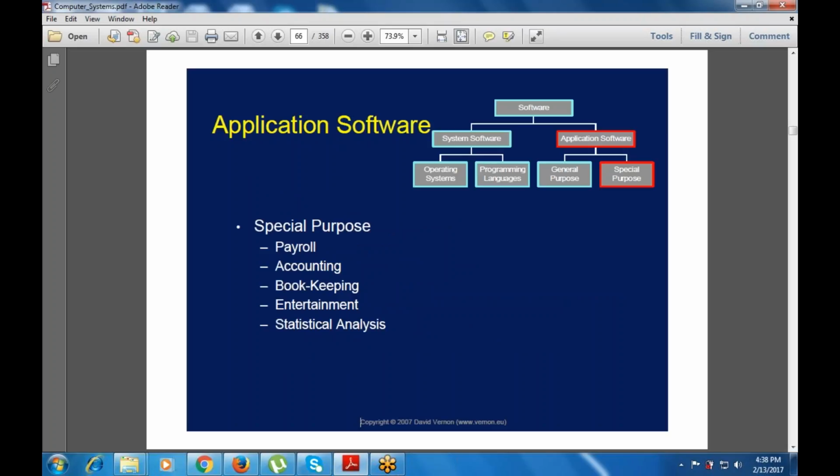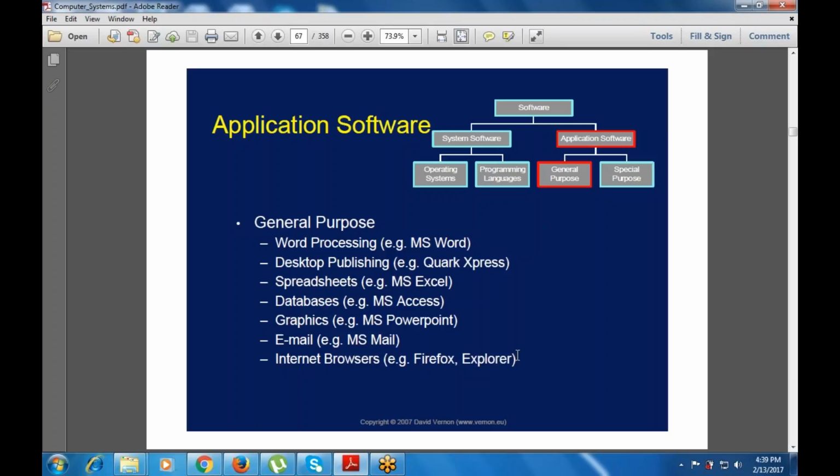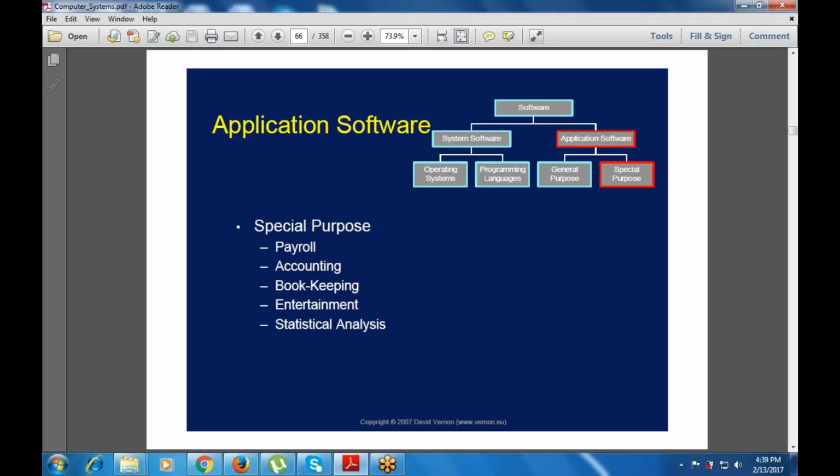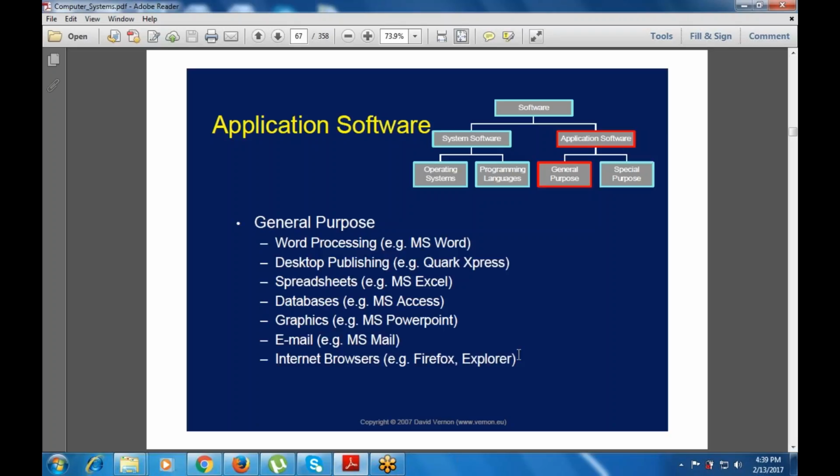Now special purpose means that it is specially used for an application. For example, payroll, accounting, bookkeeping, entertainment, statistical analysis. These are the special purpose computer uses available for the data. General purpose means normal use that we are doing. Special purpose, for example, payroll is used by the accountant and accounting is also used by the accountant. Bookkeeping is used in store purchases. Then entertainment is used for entertainment purposes only, movies, statistical analysis. Sorry, general purpose means that it is used generally.